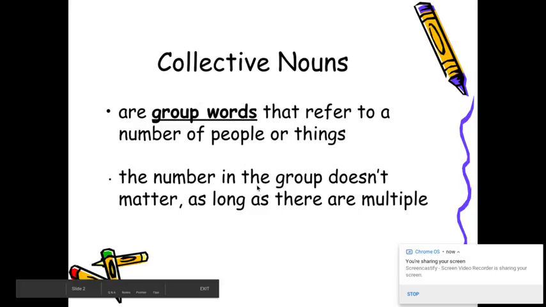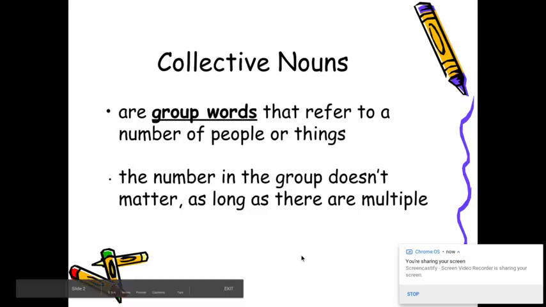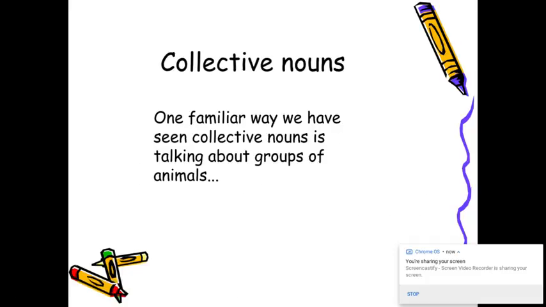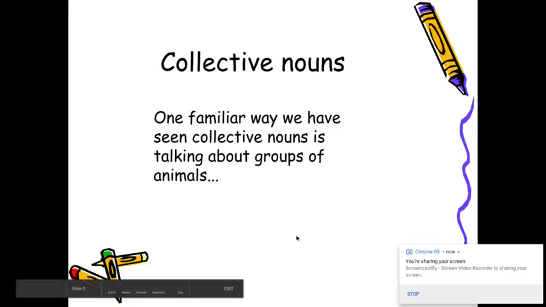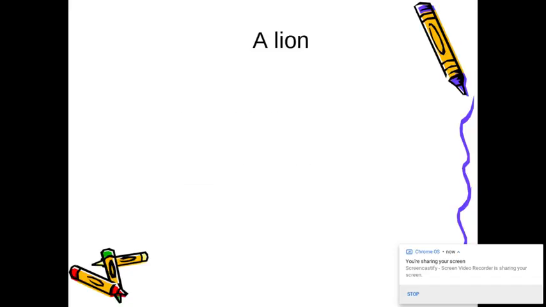Now, the number in the group doesn't necessarily matter as long as there are multiple. You'll see here in a few minutes when we look at a few examples of these collective nouns that there do need to be several members of the group in order for them to make sense. One of the most familiar ways that we have seen collective nouns in the past is talking about groups of animals. This is something that we use quite frequently when referring to certain groups.